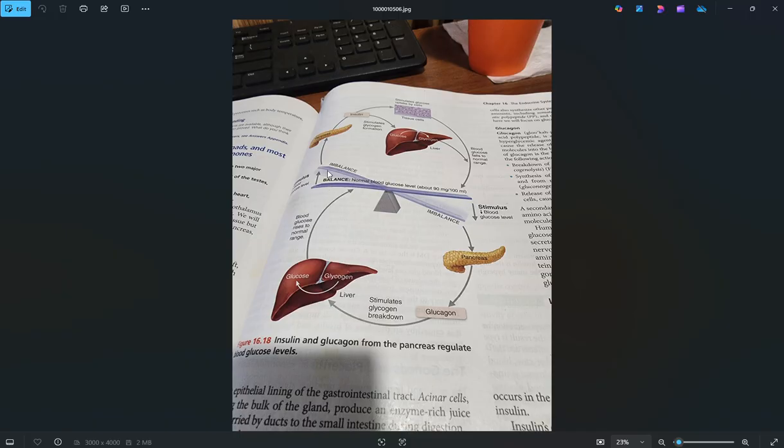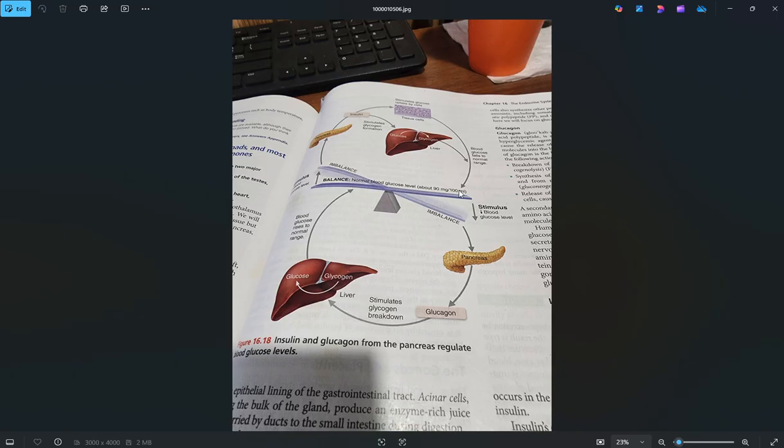So if it is too high or too low, there's an imbalance. This is showing that if it's too high, the pancreas is going to release insulin. That insulin is going to tell the liver to take the glucose that's inside the bloodstream and turn it into glycogen, and it gets stored in the liver. It's also going to be taken up by the cells, because what insulin does is it makes it so that the body doesn't use anything other than glucose in order to get rid of it and get it out of the bloodstream.